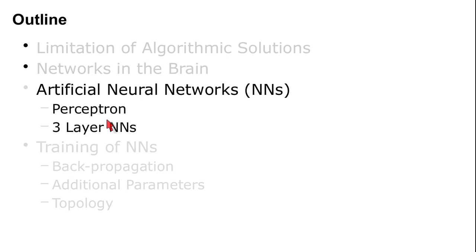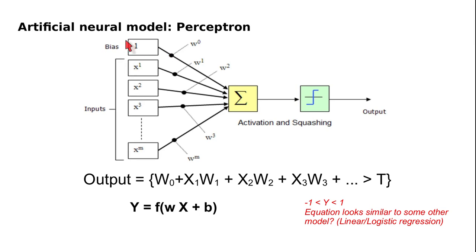Now we will introduce the concept of artificial neural networks, perceptrons, and three-layer neural networks. The perceptron forms the basic building block of an artificial neural network. The perceptron is made up of a bunch of inputs, including the bias, which are connected to an activation function through a set of weights. This activation function is connected to a squashing function, which keeps the output between a certain range, typically 0 to 1 or -1 to +1.